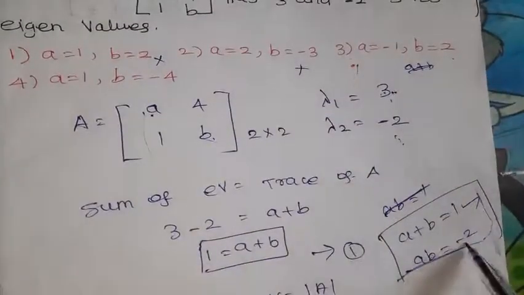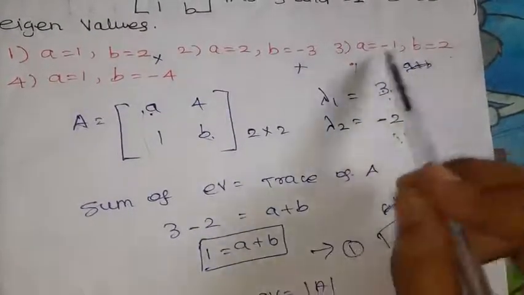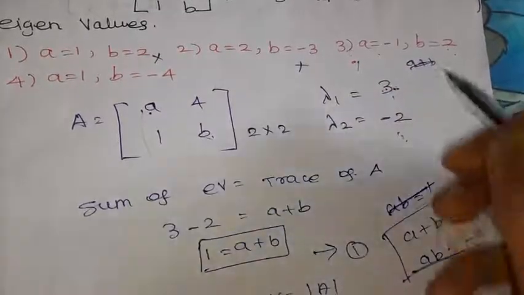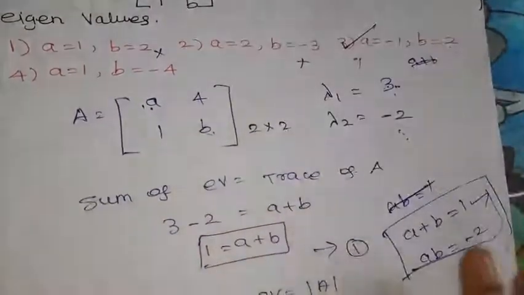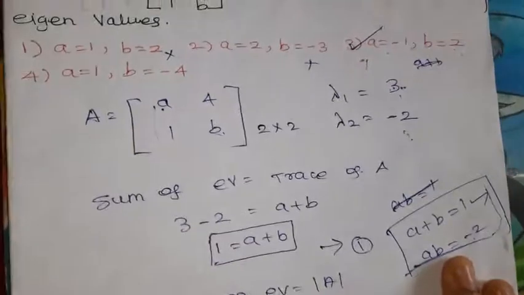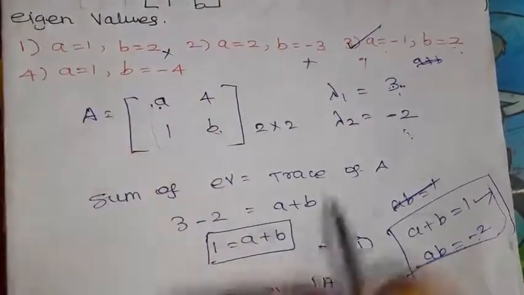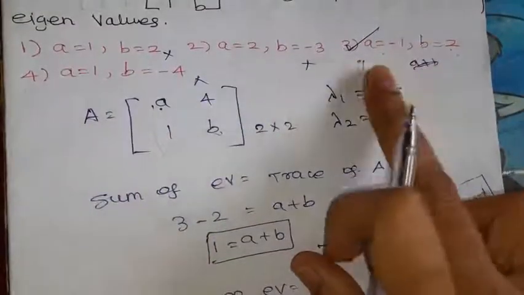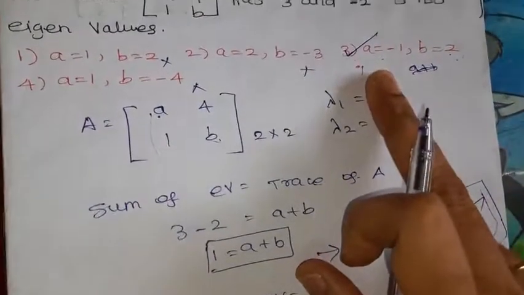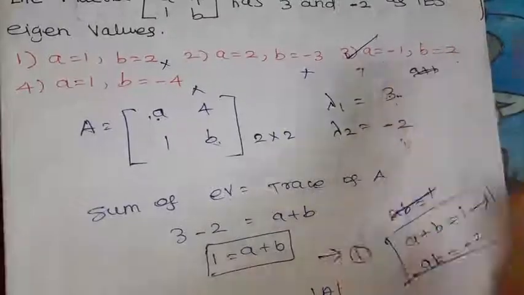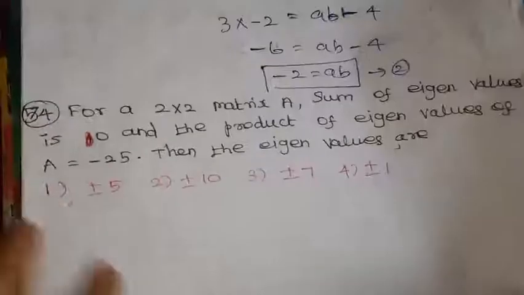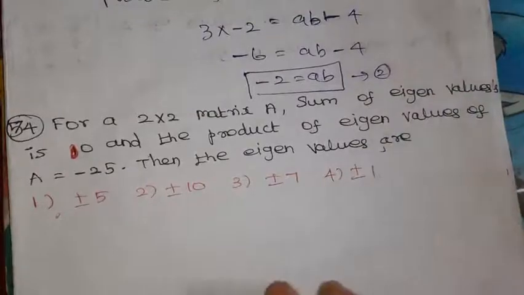Then when we multiply, we should get minus 2. So minus 1 into 2 is minus 2. So it satisfies both the equations. We'll check for this one also. When we add, we are getting minus 4 plus 1, minus 3. So this is also wrong. So what are the constant values now? A equal to minus 1 and B equal to 2. Option 3 is the right option. Then we'll move on to question number 54.